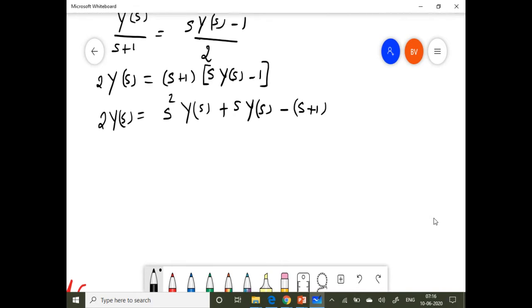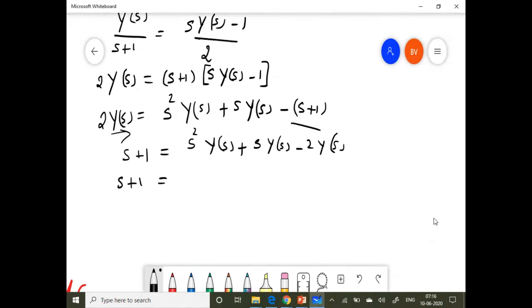Now let's rearrange. Let's take this term to the left side. It will be s plus 1, positive, on the left side, and this term goes to the right side. So we have s squared y of s plus s y of s minus 2 y of s on the right, and s plus 1 on the left. When you take y of s as a common term from all three terms, you get s squared plus s minus 2. Fine. Now we want y of s.